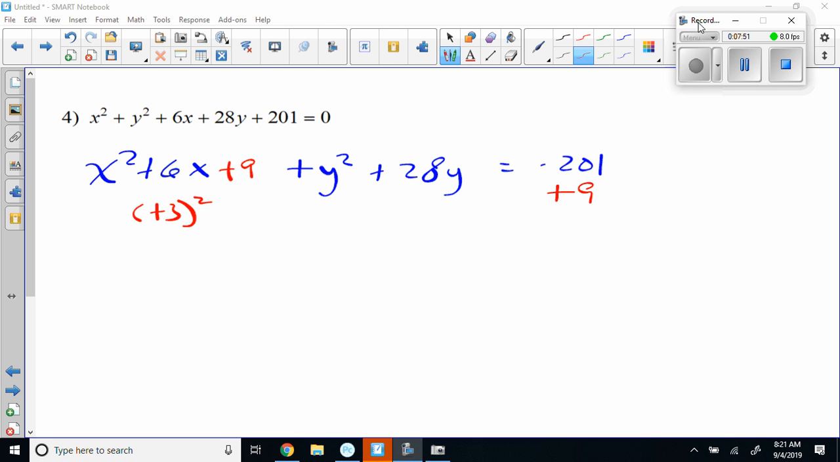Now, the y squared has positive 1. We can go ahead and complete the square on that. What's half of 28? Plus 14 squared. That's plus 196, right?